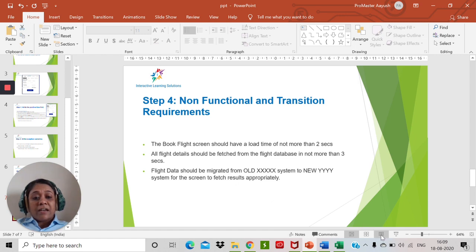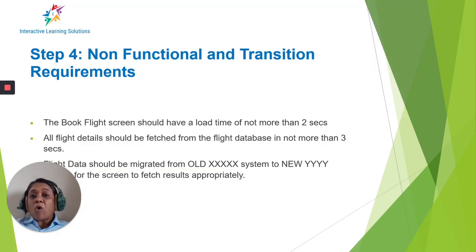Next, our last step is about capturing non-functional and transition requirements. Every screen might have a specific non-functional requirement associated with it, or some transition requirements, or we might write non-functional requirements for the project as a whole. If you're developing a portal, you will have a separate non-functional section for the portal, and it is common for all the modules in the portal. You can have it that way also.